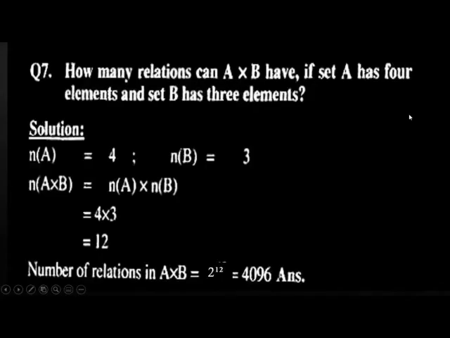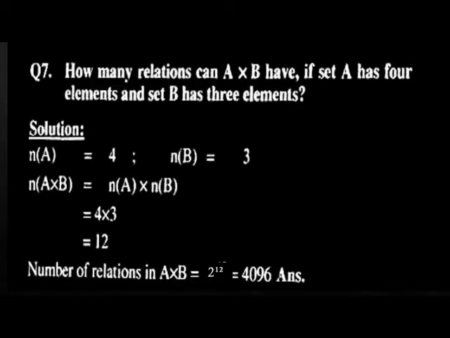So now starting the question. Question number 7 is from the same exercise. How many relations can A to B or A cross B have if set A has 4 elements and set B has 3 elements? So what do we have to find? We have to find the number of relations.